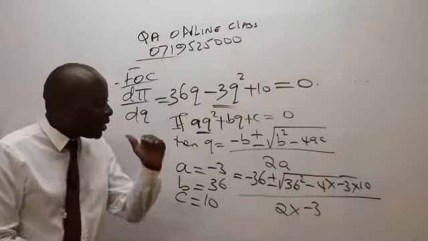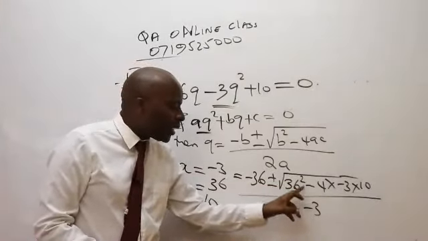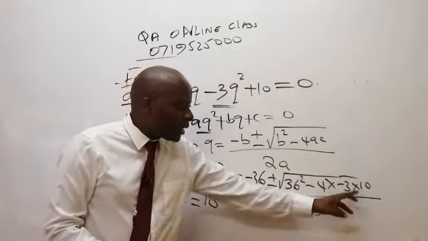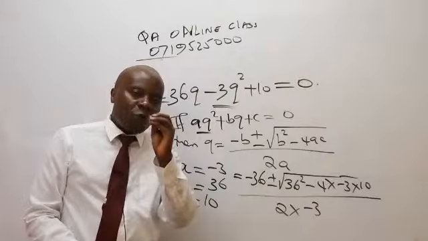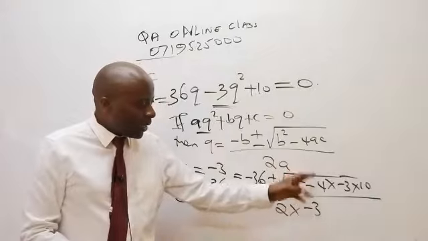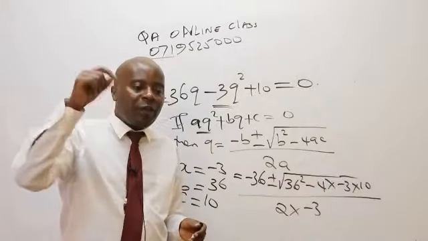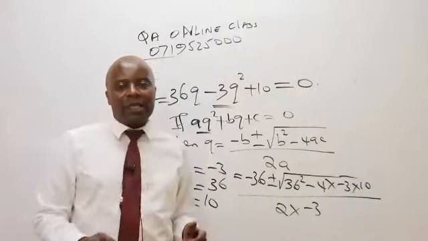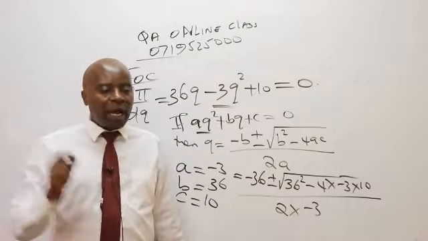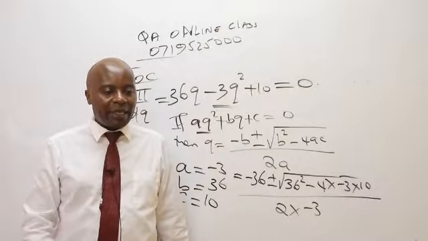Now, I would want you great students of mine to do me a favor. Please, using your calculators, say 36 squared minus 4 times minus 3 times 10. Whatever you get, you take the square root of that particular number. Then whatever you get, you say square root. You give me an answer. I'm so sure you guys have your calculators there.